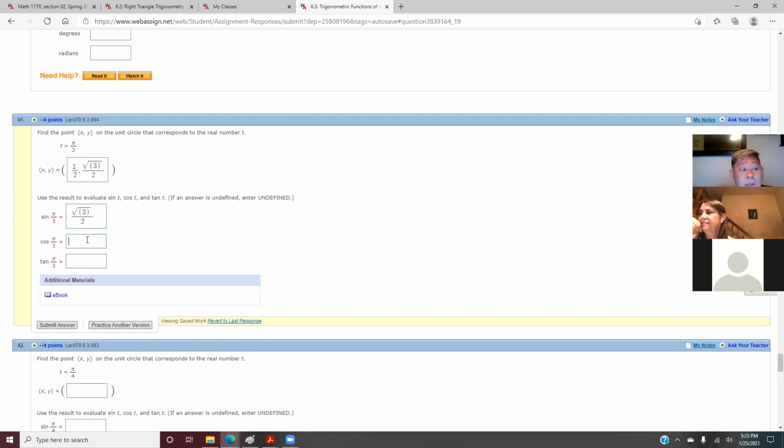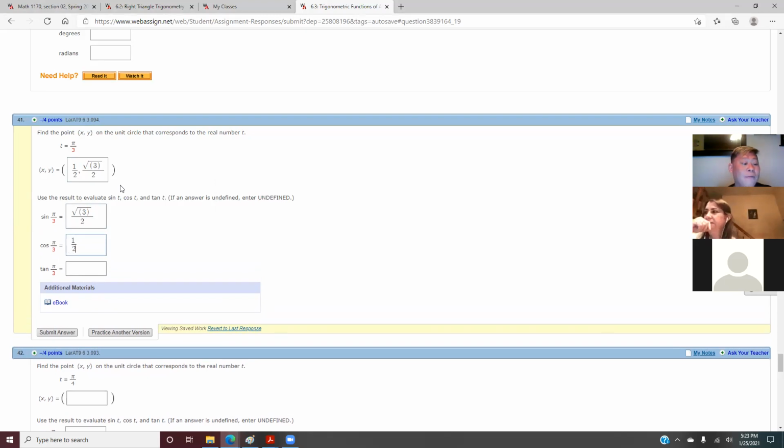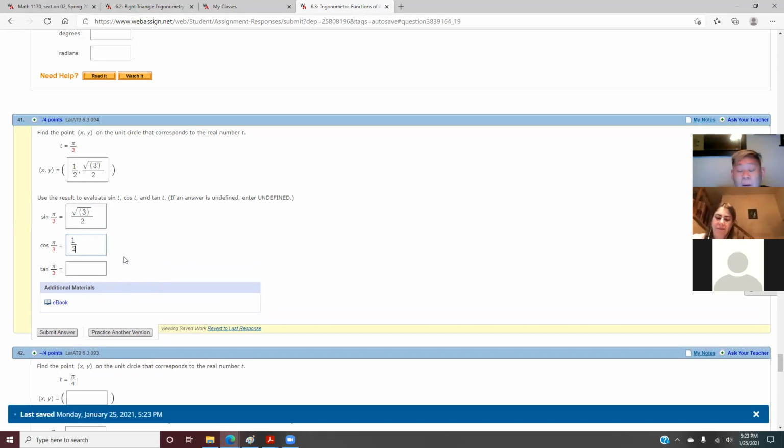And cosine will be your X. Yep, 1/2. So if you know these coordinates, you should know this. And we didn't use SOHCAHTOA to do this. Yes, you can use SOHCAHTOA to do this, but this is even quicker than SOHCAHTOA. And then tangent, you take sine over cosine.